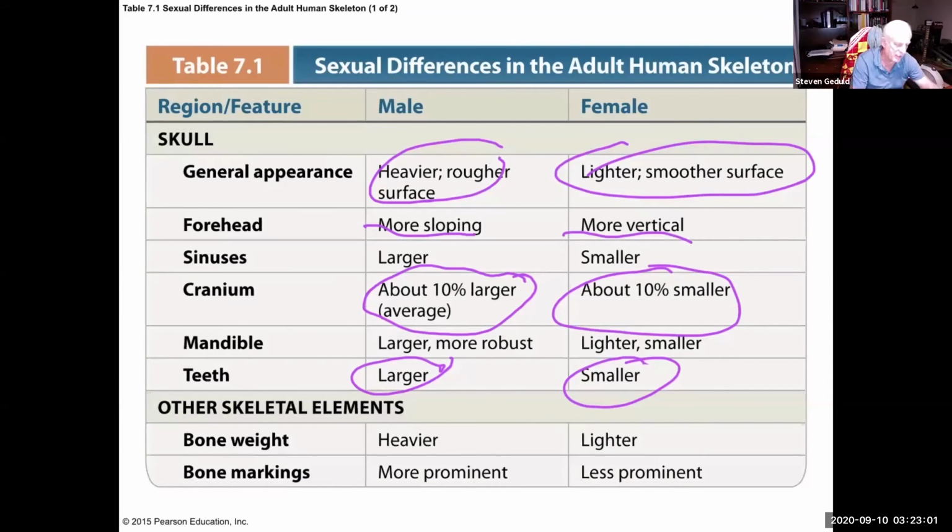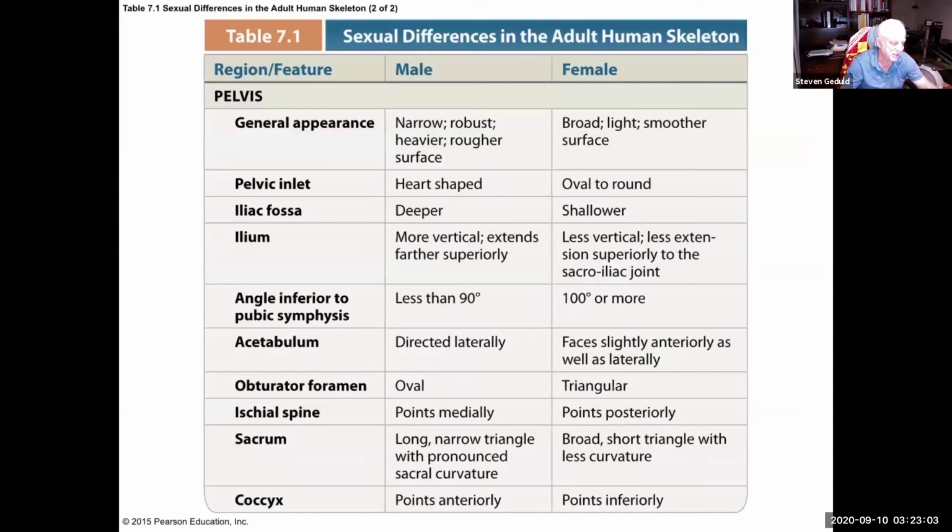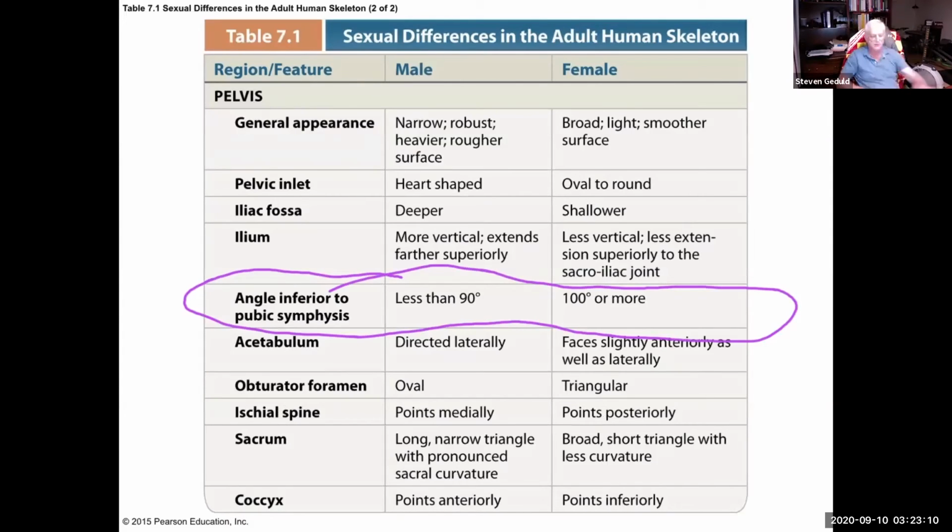Bone markings, bone weight, general appearance, pelvic inlet. Here we go: angle of the inferior pubic symphysis. This one I agree with 100%. That's a given. The rest of it, just take it with a grain of salt.